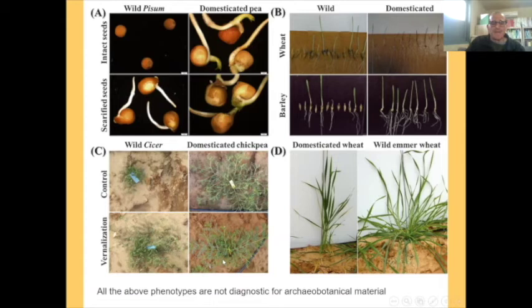Okay, but these traits are all translucent in the archaeobotanical record. They are useful to differentiate wild from domesticated living plants. But if you have a carbonized seed, for example, from an excavation, you cannot tell whether its growth pattern was like this or like this, or whether it did respond to vernalization or it didn't, if you have a carbonized chickpea seed.